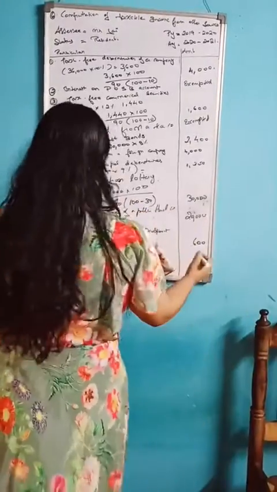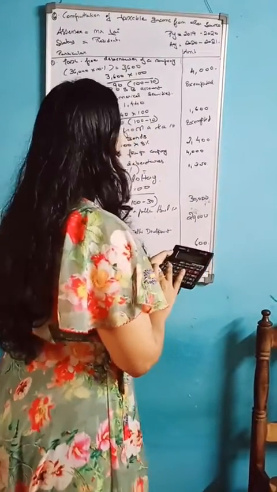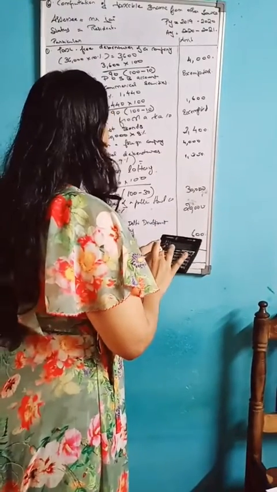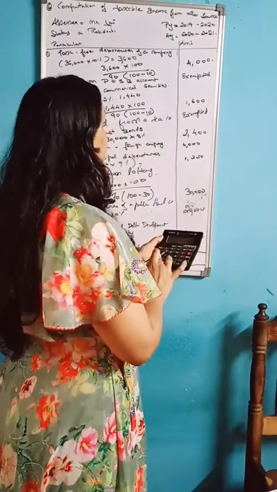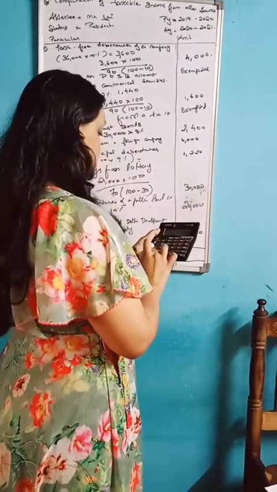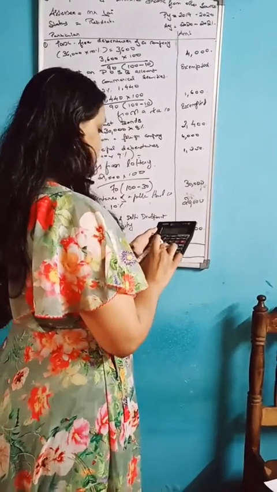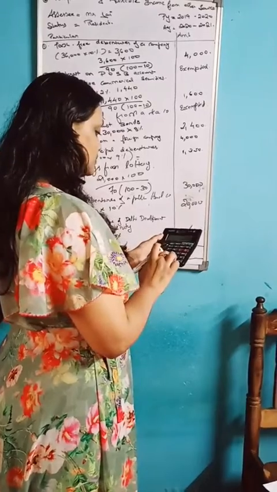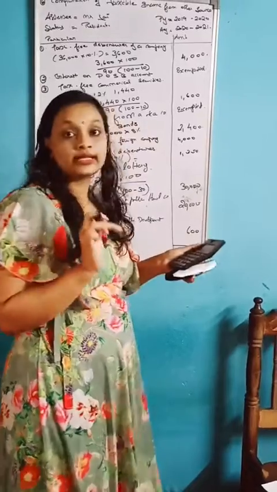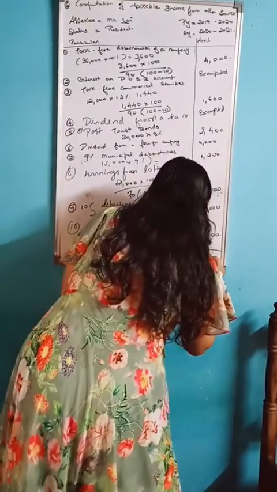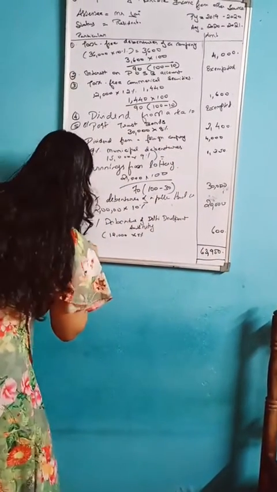And let's calculate how much it will come to. So 4,000 plus 6,600 plus 2,400 plus 4,000 plus 1,350 plus 30,000 plus 20,000 plus 600, you will get 63,950. So 63,950 is the taxable income from other sources.